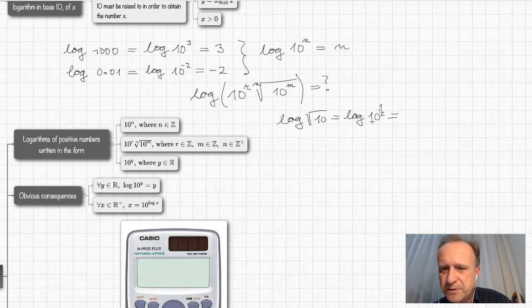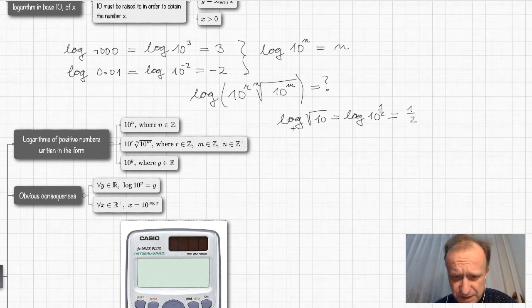And now you may ask yourself, what power should 10 be raised to in order to get 10 to the power 1/2? And that power that we are talking about is called the logarithm of 10 to the power of 1/2. And you may see that it's really 1/2. It's 0.5. So you see, you can also get a fractional value as the logarithm of a number.